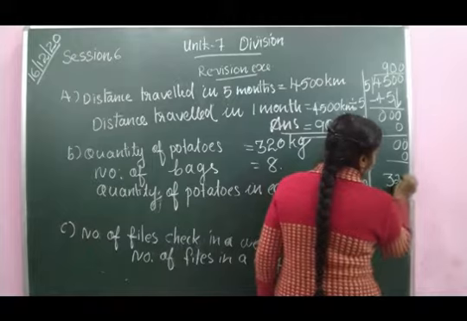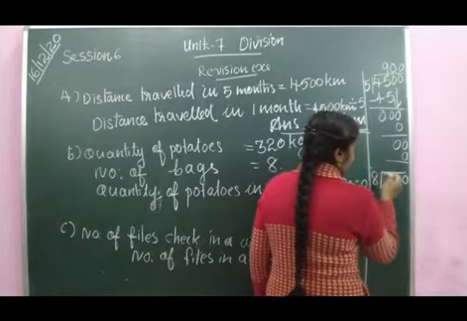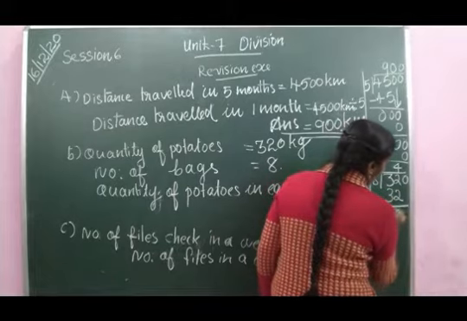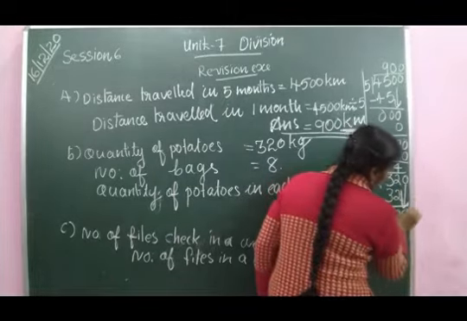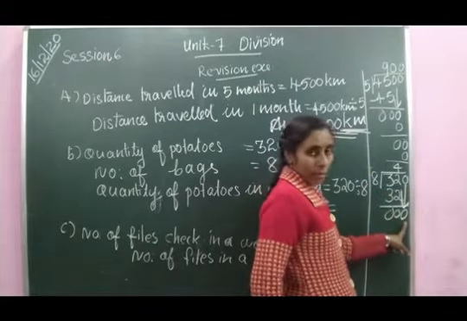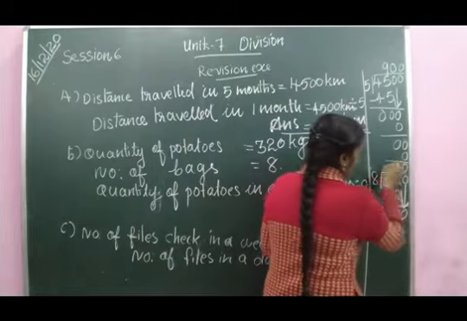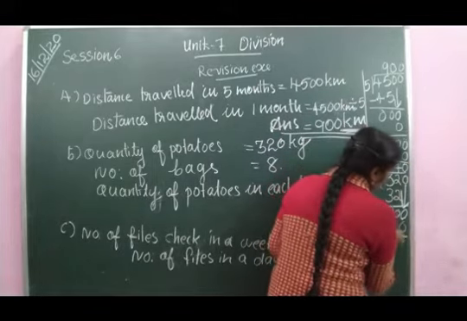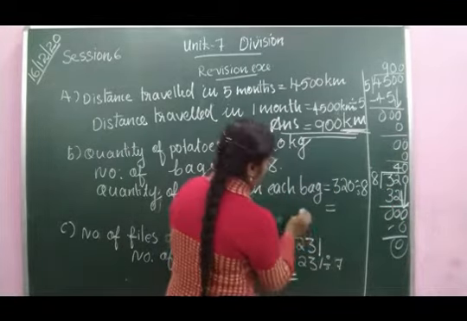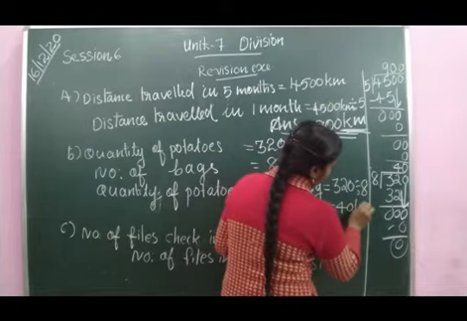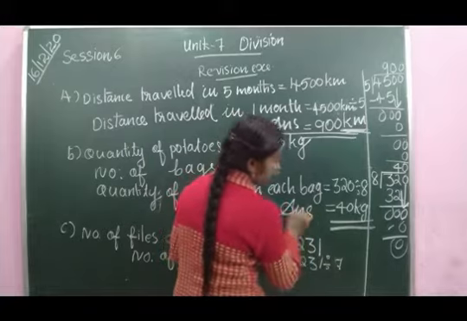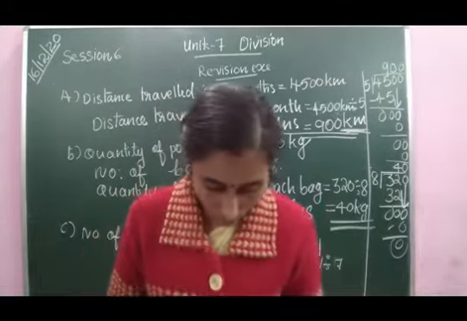320 divided by 8. 8 fours are 32. Then this 0 comes from the dividend. You don't complete your division here because of the 0 from the dividend. So we place 0 here and do the multiplication, 0. Then only we have to stop our division. What is the answer? 40 kg. 40 kg of potatoes will be in one bag. Answer 40 kg. Next one.